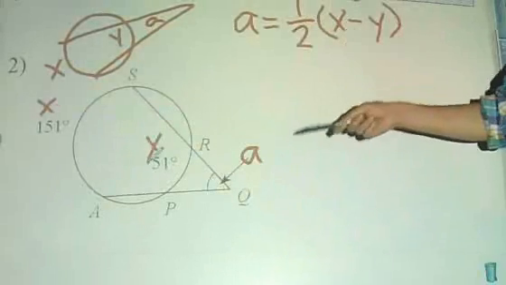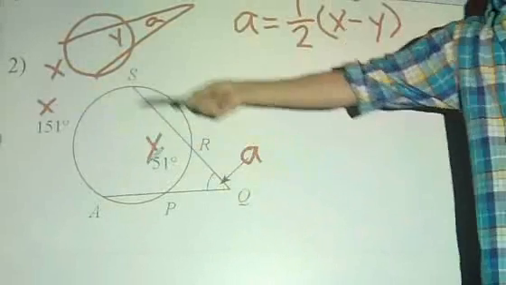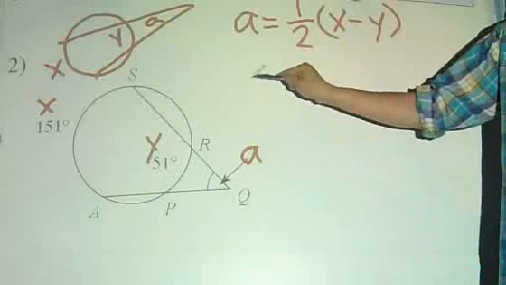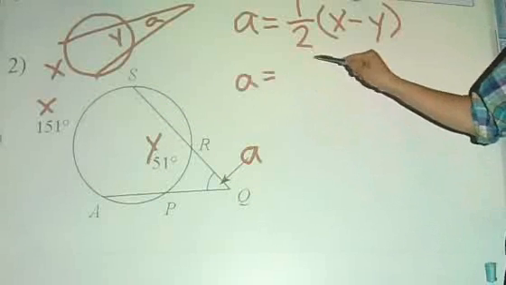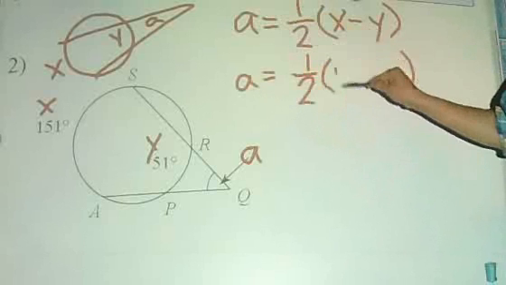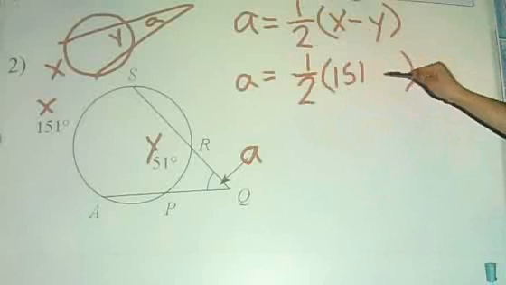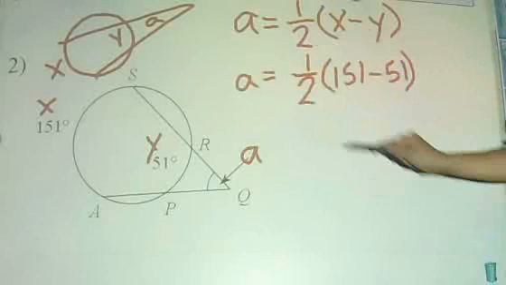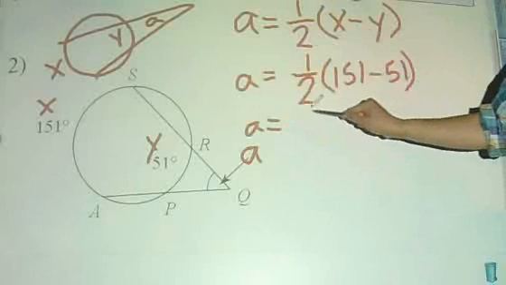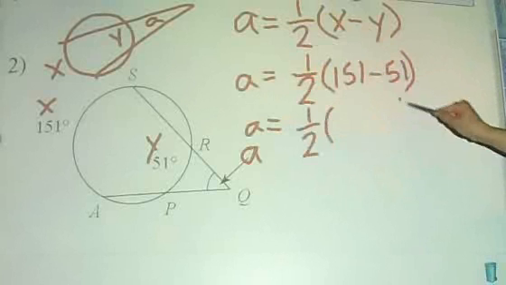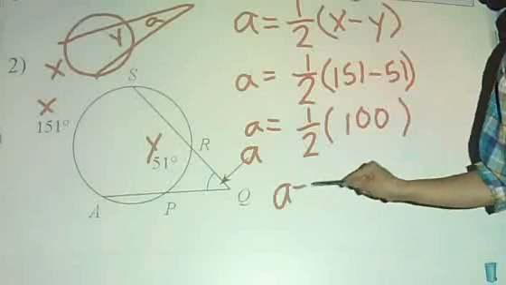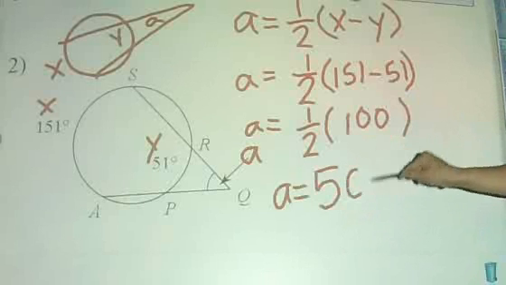So now A is going to be A in this case, because notice it's the only one that doesn't have a number. The variables that don't have a number, you leave them the way they are. So this is A. And this side over here is going to say 1/2 of x minus y. But what's x? It's 151. And y is 51. So what do we get here? We're going to get A equals 1/2 of 151 minus 51. But 151 minus 51 is just 100. And so what's half of 100? 50, right, guys?